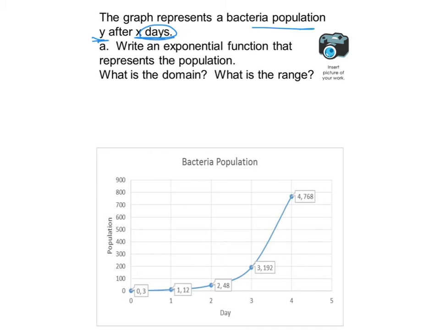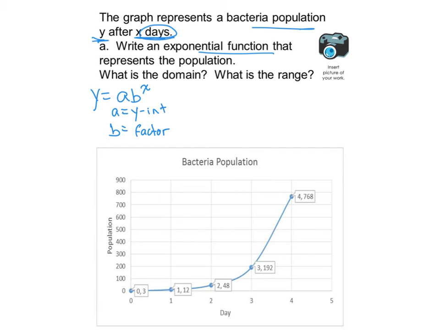Okay. Write an exponential function that represents the population. What is the domain? What is the range? So first we're going to write our exponential function. The generic form is y equals a b to the x power, and we need to find a and we need to find b. A is your y-intercept. B is the factor that you're increasing your y by.